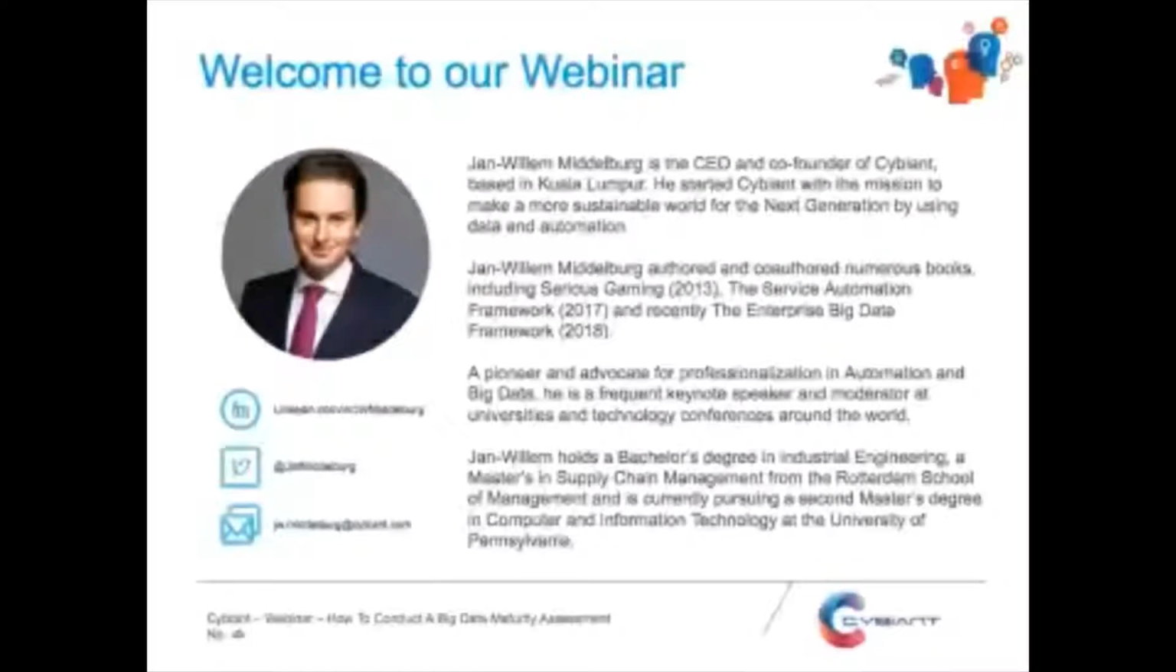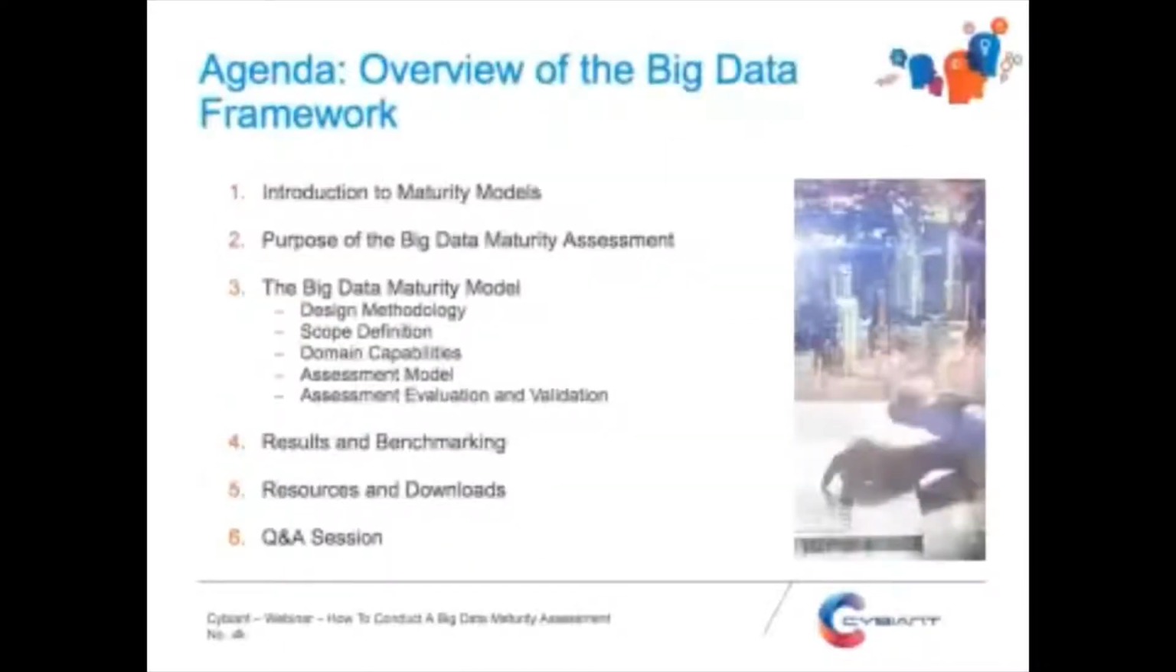What we will discuss in this webinar. On the next slide, you will see an agenda of the webinar topics that we will discuss today. I will start with providing you with an introduction to maturity models. We will discuss what a maturity model is, and especially why it's so useful for an organization to start working with a maturity model. Next, we will make the link towards how to apply maturity models in an environment of big data, and we will especially look at how to conduct a big data maturity assessment.